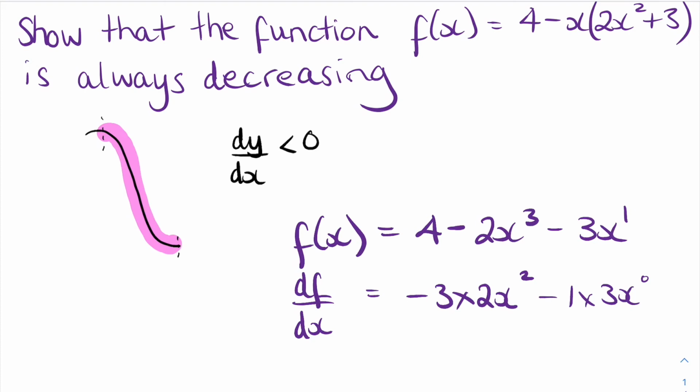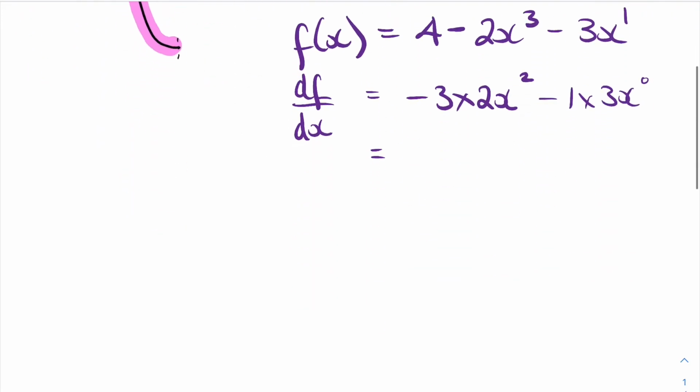And then it's very simple just to tidy this up to get minus 6x squared minus 3, where x to the power of 0 is 1, so we're just doing 1 times 3 times 1. Okay, so this is always negative.